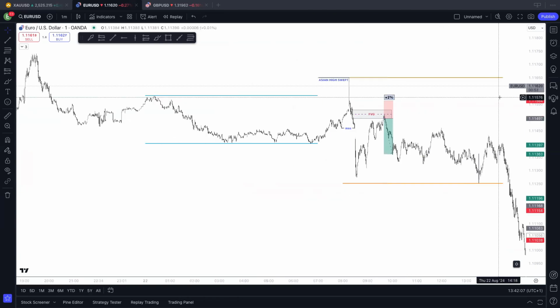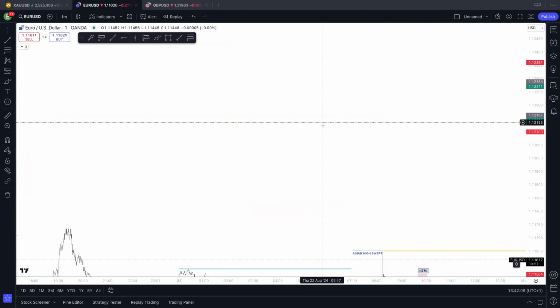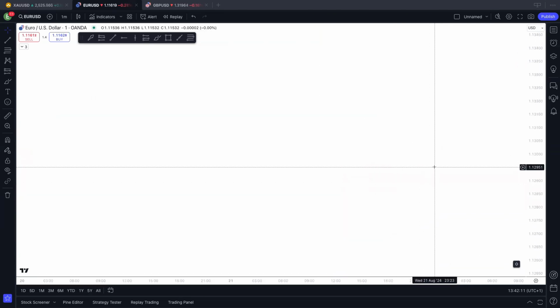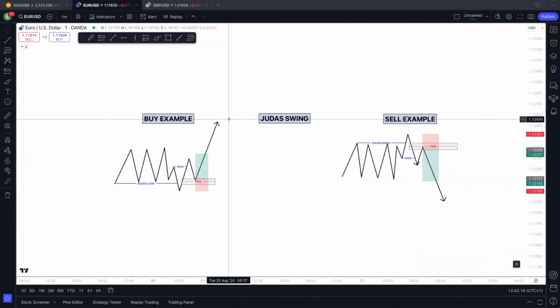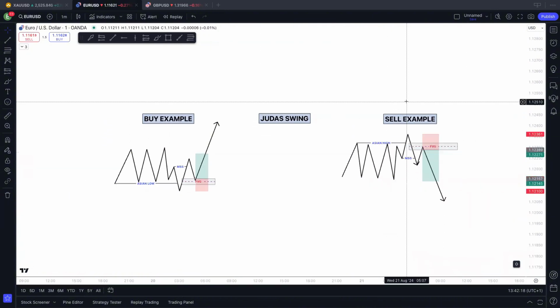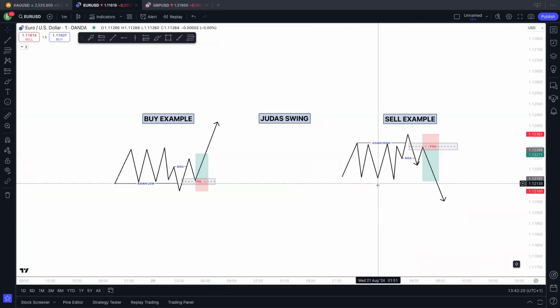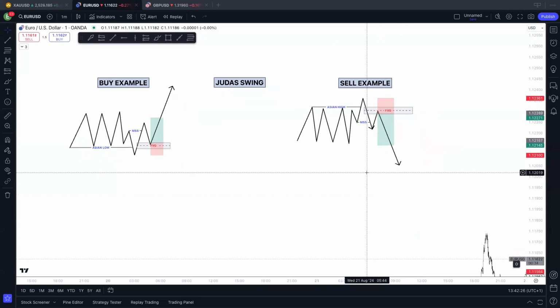Okay, so hope you guys enjoyed this quick video, quick explanation of the Judas swing. Okay, very, very easy. Again, buy example, sell example, very simple, very mechanical strategy, where if this happens, you move on. If it doesn't happen, then sometimes you might not even have a trade on that day.